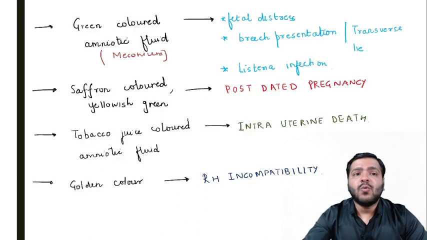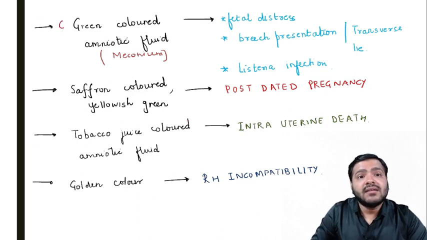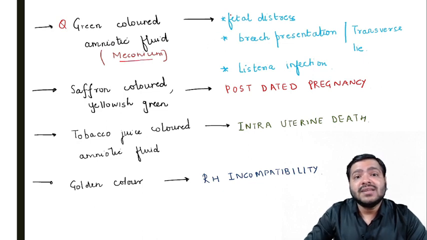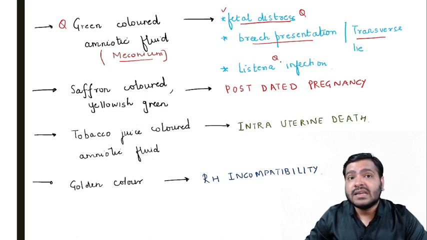Apart from that, guys, I wanted to discuss some important aspects related to amniotic fluid color, because these are frequently asked questions in the FMGE exam. You should know that green colored amniotic fluid is because of meconium, and it will be seen in conditions related to fetal distress. That is very, very important. Apart from that, in breech presentation, whenever the fetus is lying transverse, and in listeria infection, in those cases also the amniotic fluid color will be green.